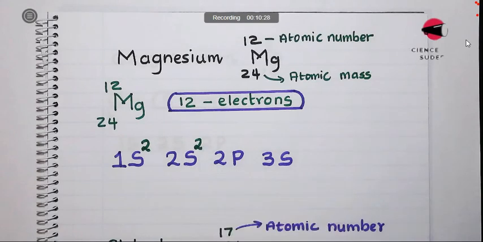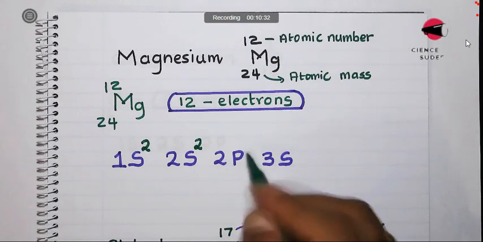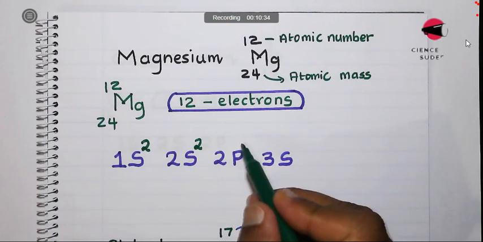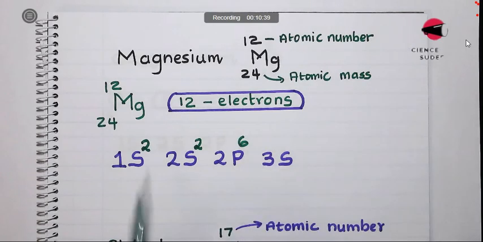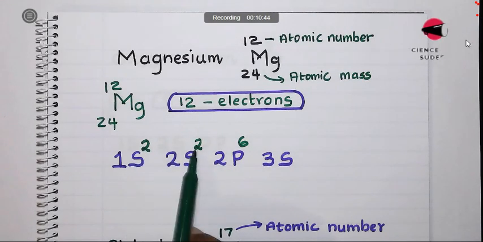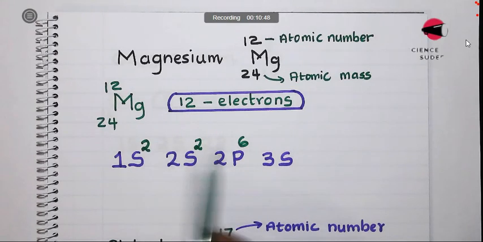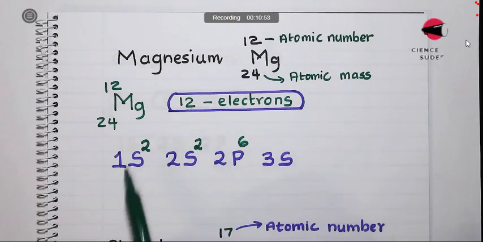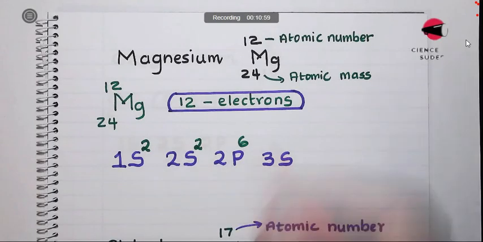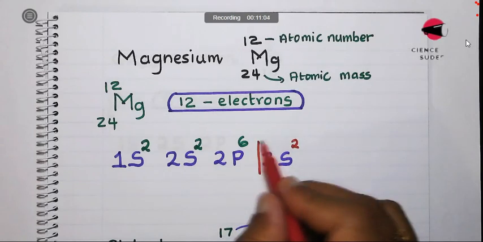The third orbital is 2p. The p orbital can accommodate 6 electrons, so I put 6. Let me count the total number of electrons that I already distributed. 2 plus 2 is 4, 4 plus 6 is 10. I already distributed 10 electrons and I am left with 2. The total number of electrons is 12. Now I am left with 2, and 3s is the last orbital.